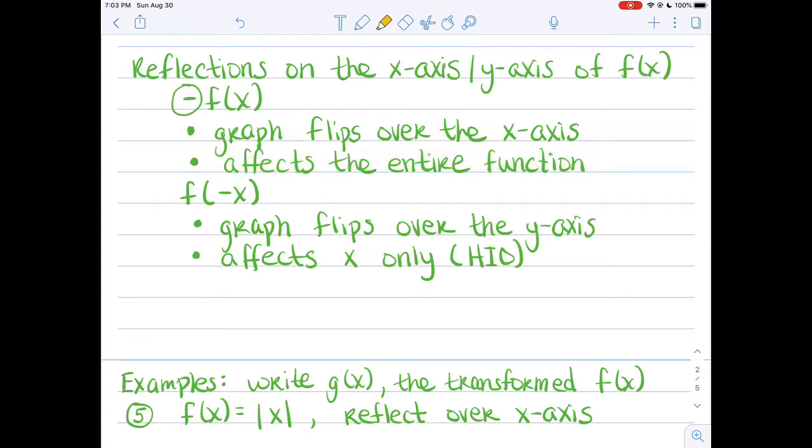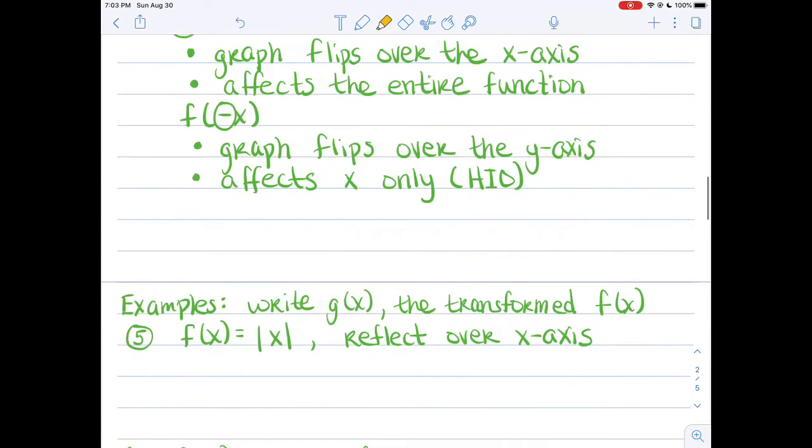If we have our negative sign on the inside of grouping symbols with x, then that means that the graph is flipping over the y-axis and that it affects x only. It's horizontal, inside, and opposite, remember. So let's take a look at a couple of examples with this.